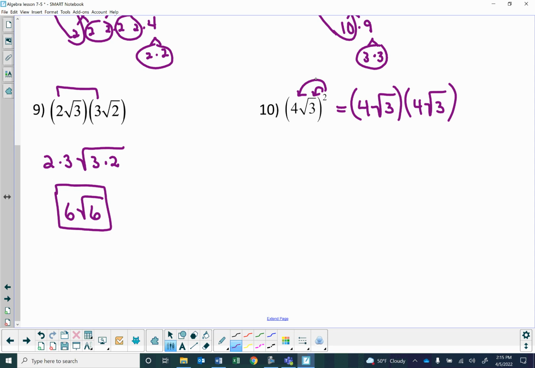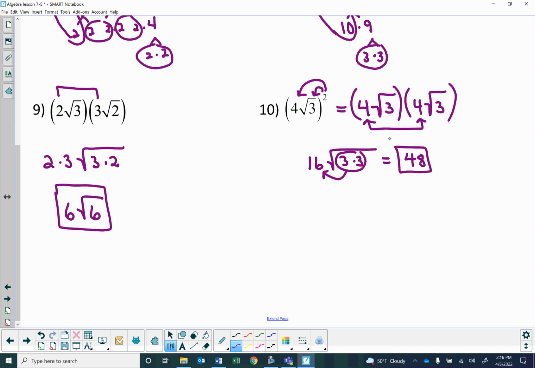Okay. So let's take a look at what happens when I multiply 4 square roots of 3 times 4 square roots of 3. 4 times 4 is 16. Square root of 3 times the square root of 3 is the square root of 9, which is just 3. And 16 times 3 is 48.